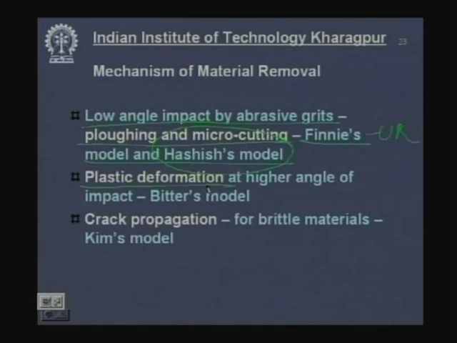There is plastic deformation. Already I have shown you that at the bottom of the curve you have a plastically deformed zone rather than machined. That has been studied by Beater. Then if you are machining glass or ceramics, not only microcutting or plastic deformation would be there, there could also be crack propagation, which has been studied mainly by Kim. So, if you are interested in doing your research, you can refer to the work of these guys for a better understanding.